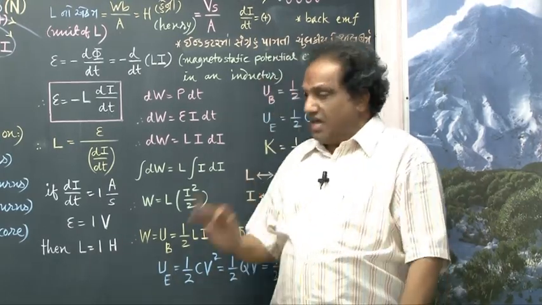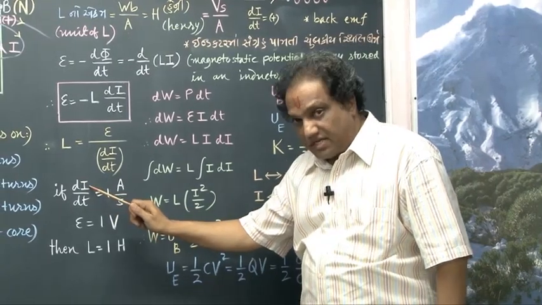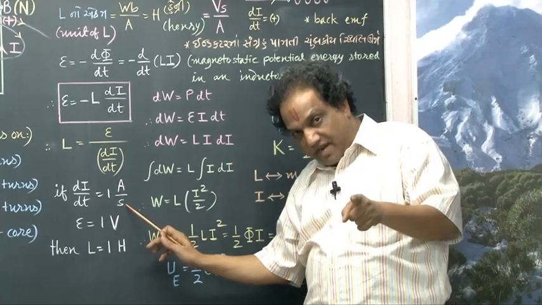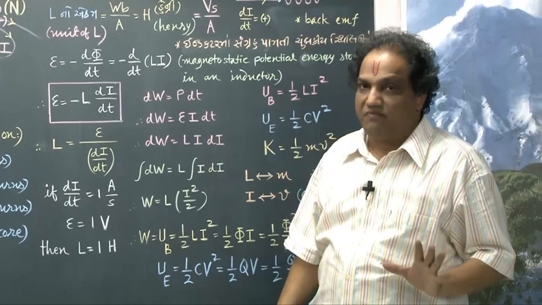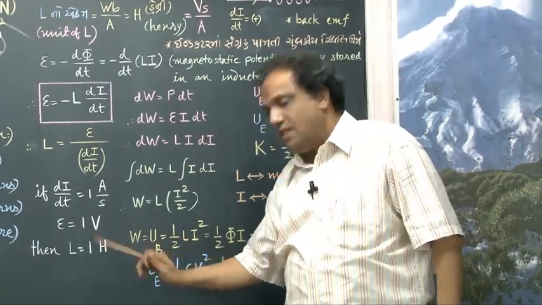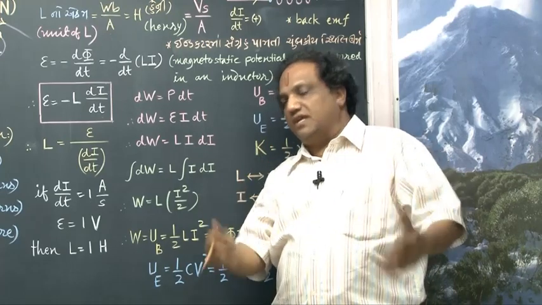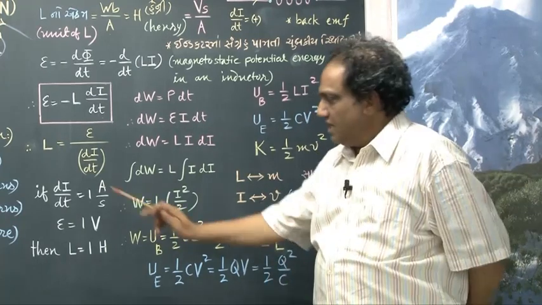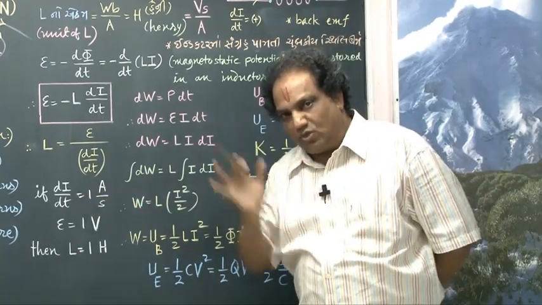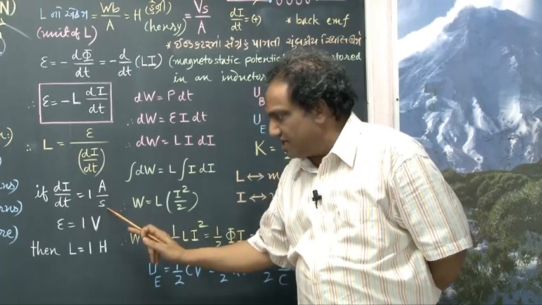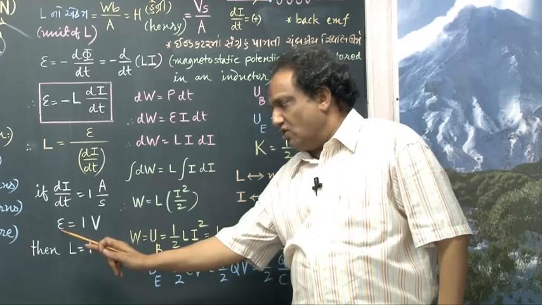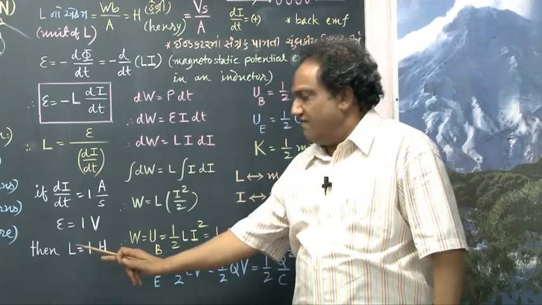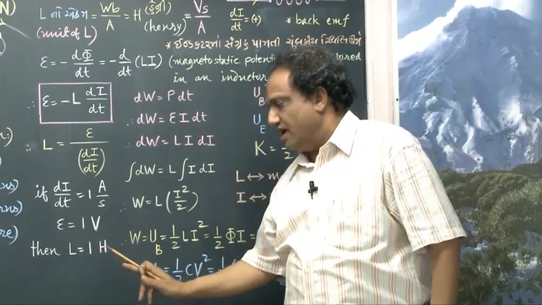Very simple. If the time rate of change of current passing through a given circuit is 1 ampere per second, and at the same time the magnitude of self-induced EMF developed in that circuit is 1 volt, then the self-inductance of that circuit is said to be 1 Henry. I repeat, if the time rate of change of current passing through a given circuit is 1 ampere per second, and at the same time the magnitude of self-induced EMF developed in that circuit is 1 volt, then the self-inductance of that circuit is said to be 1 Henry.